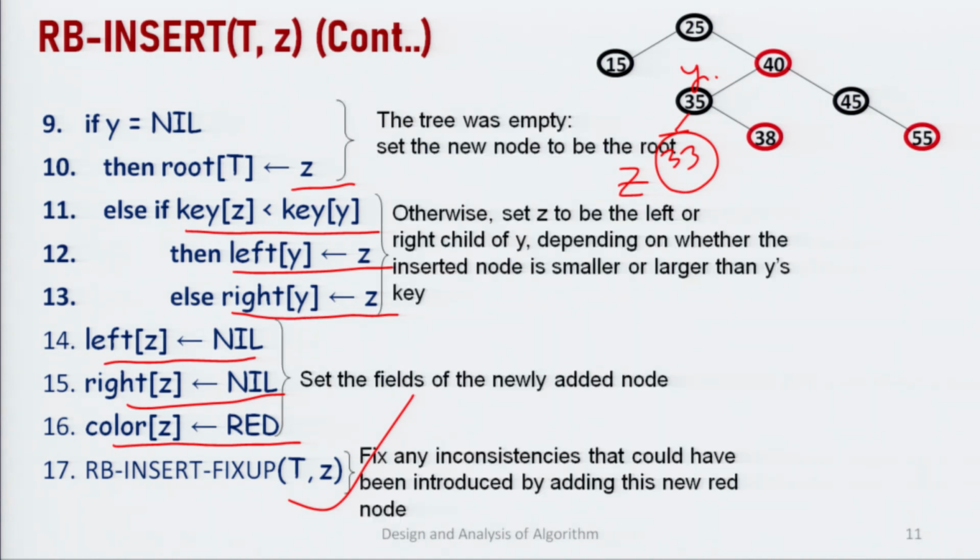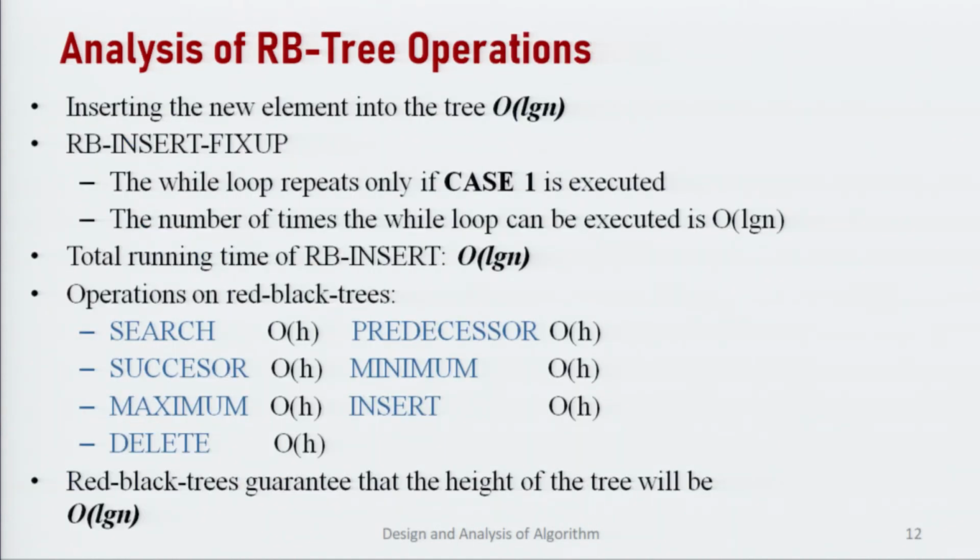Now, just see, this is the RB insert fix up operation, and if we analyze these operations, all of them would take big O of h time, where h is log of n, because a red black tree is a balanced binary search tree. So, the value of h will be log of n base 2. This is also written as lg n.